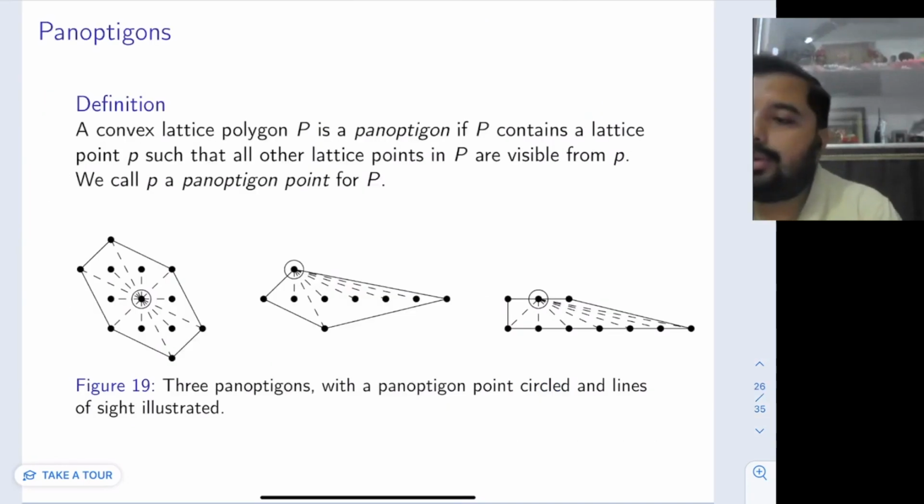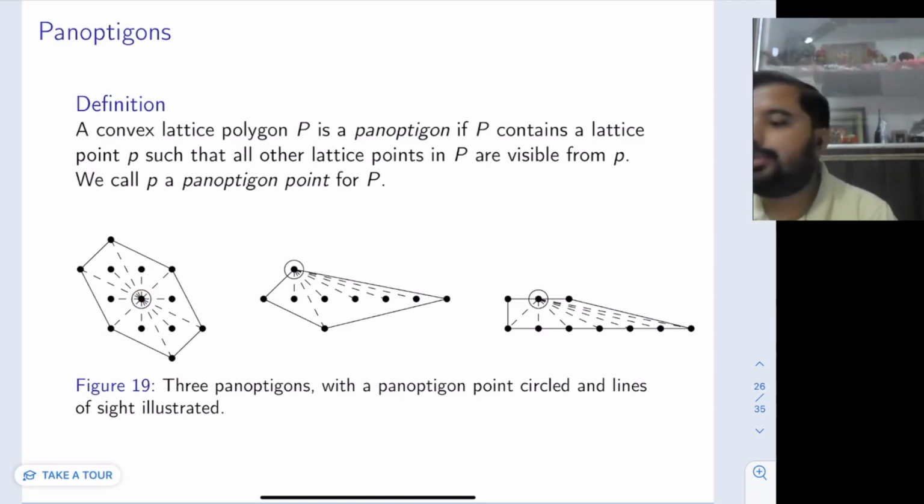So this leads on to the second part of our talk. Herein we define what we mean by panoptigons. A panoptigon is a convex lattice polygon wherein there is a lattice point which can see all other lattice points. So in these pictures, you can see that this lattice point, which is encircled, can see all other lattice points present in your convex lattice polygon.